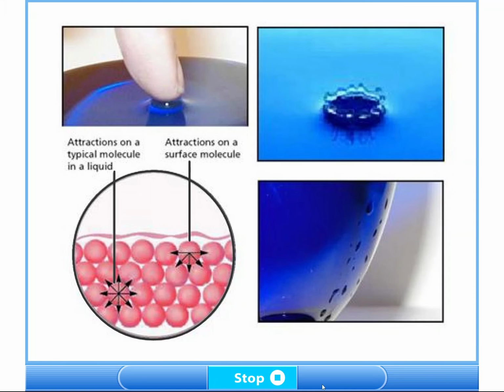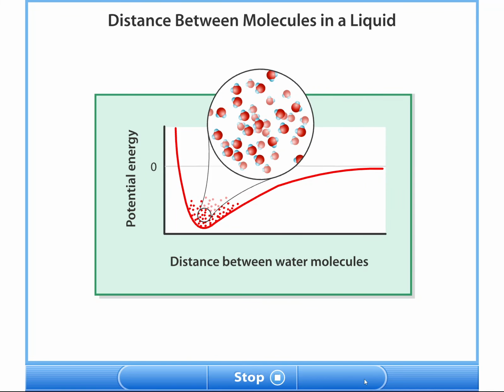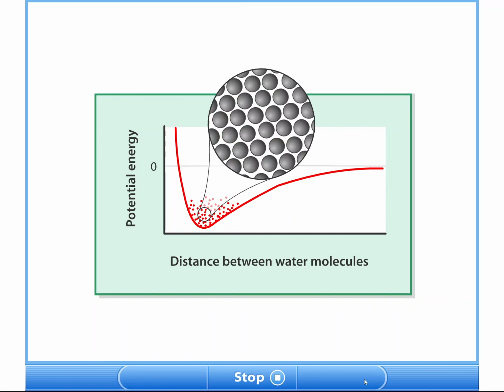Surface tension is the inward force of attraction between molecules in a liquid. The distance between molecules tends to favor the state with the lowest possible energy. For simplicity, imagine that each molecule is a ball.